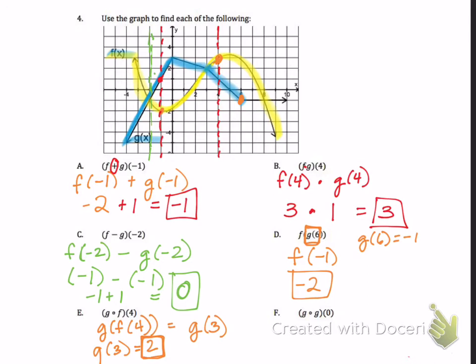Then I look at F. I'm going to rewrite this as g of g of 0. So I go to x equals 0. Where is my blue function? Like g of 0 is what? 3. So I'm going to rewrite this as g of 3. And g of 3 is 2. Good.